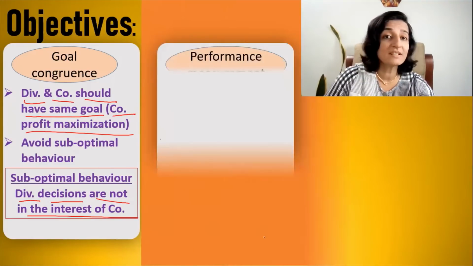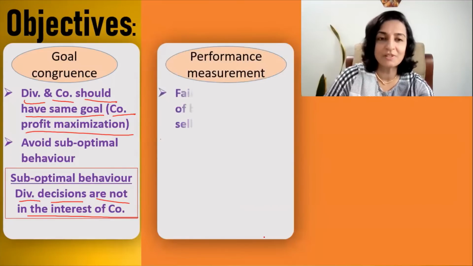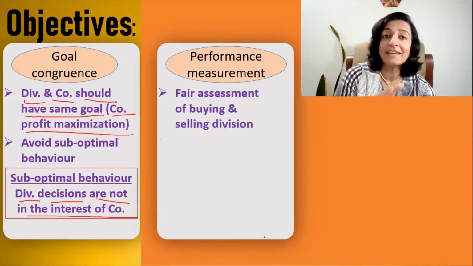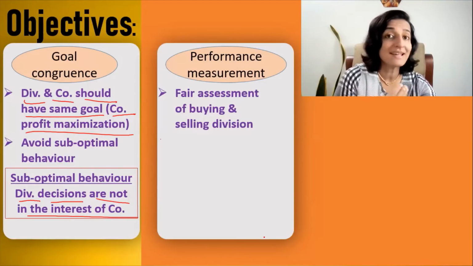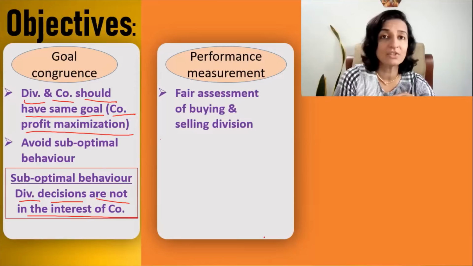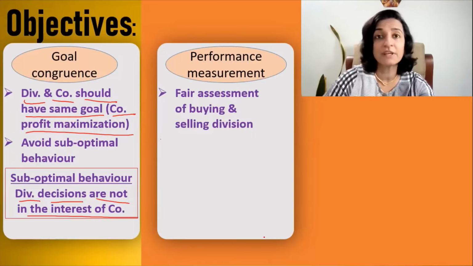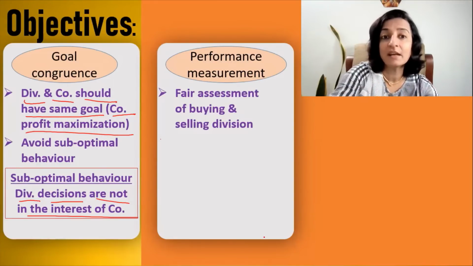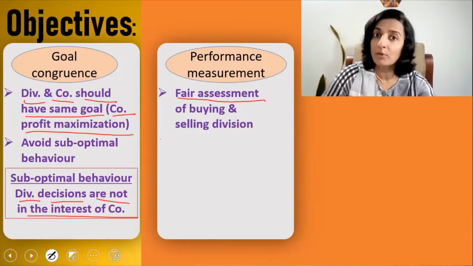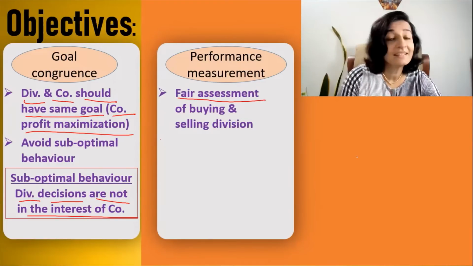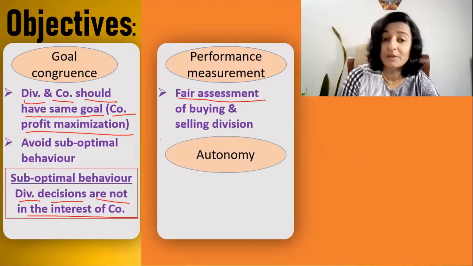Now, the next objective is performance measurement, fair assessment of the buying and selling division. Now, we know that the bonus and the incentives of the divisional manager are based on the profit of their division. So which means that the transfer price should always assess them on a fair basis or they will be demotivated. And the third objective is autonomy.